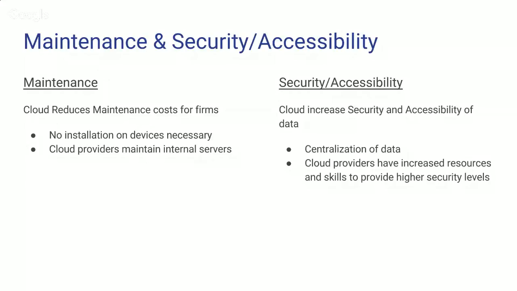And security and accessibility are usually increased when switching to a cloud service. This is because storing data on the cloud centralizes the data, which increases the security of the data rather than storing it on local networks. This centralization also allows for increased accessibility because it is all centralized in one area. Cloud providers also have increased resources and skills to provide higher security levels for data stored on their servers.